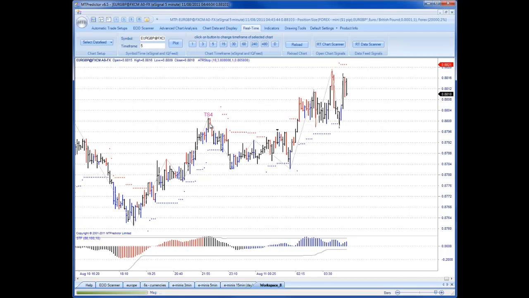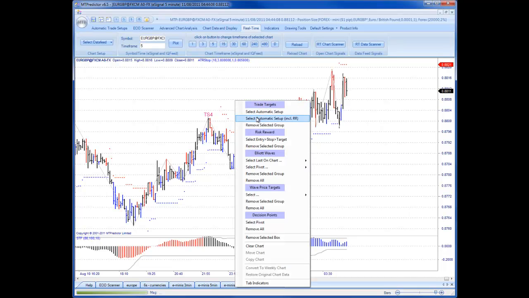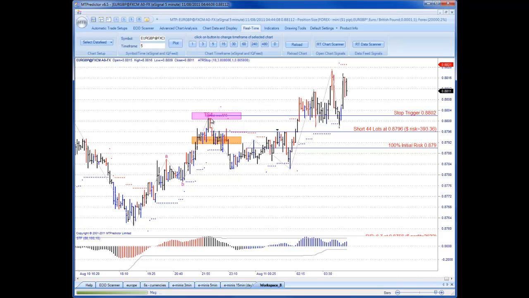Here we had a TS4 sell setup on a black STF, therefore you'd want to take it. However, as you can see, the market eventually went higher, so how would this trade have unfolded? Well, we have our 100% initial risk level here. So you can see this trade actually went down, and it was actually in quite a good profit.